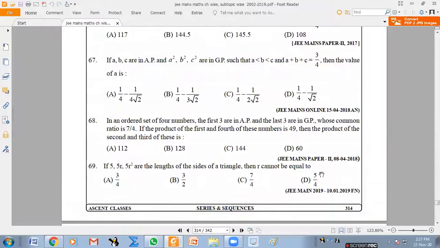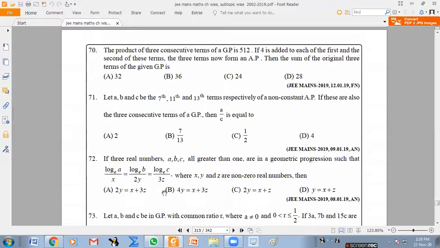Up to 69. Any other doubt? Anybody? How to do 69? Anybody want to talk about it? Sir, sum of two sides should be greater than third side. Yes, sum of two sides of a triangle should be greater than third side. That can be checked. Up to 73. Any doubts?